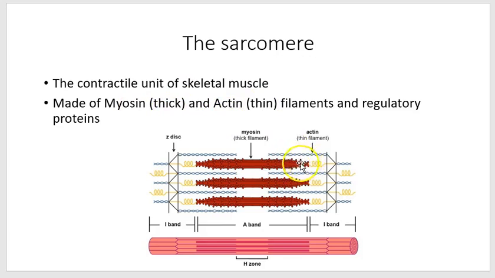So looking here in this figure, this one right here is a bunch of myosin fibers all together, making your thick filament. And then right here you can see your actin fibers, or your thin filament, laying on top of them. And so as your muscle contracts, this actin gets pulled over the top of this myosin, and these two Z discs get closer together, causing that contraction.